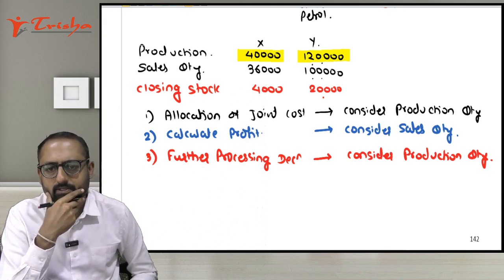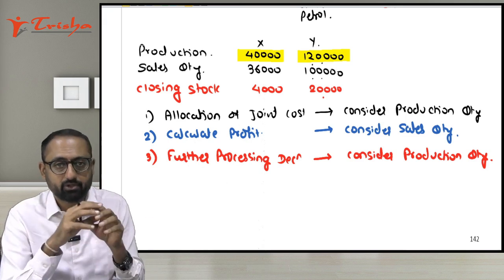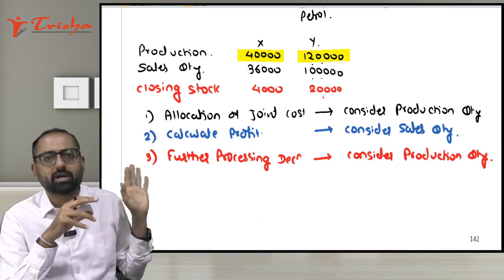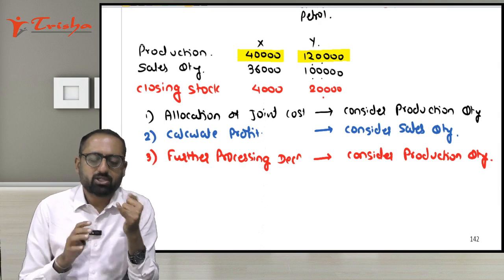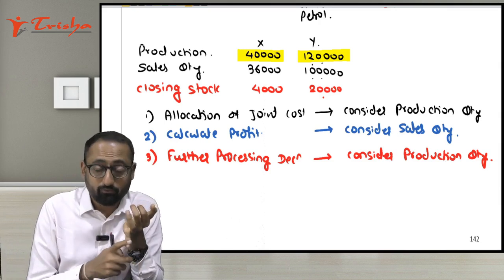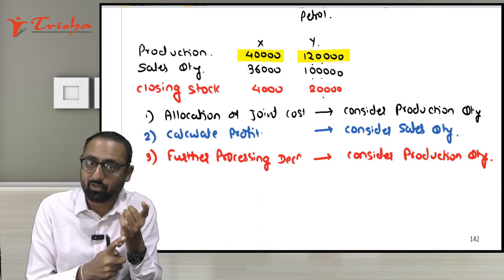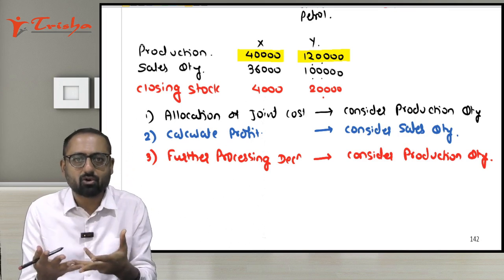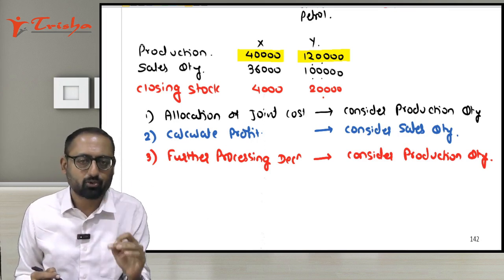Right, guys? So you have to remember these three thumb rules if you observe in a question that there is a stock adjustment, closing stock. While allocating the joint cost, consider production quantity. While calculating the profit, consider sales quantity. And whether to further process or not, that decision will be taken on the basis of production quantity.